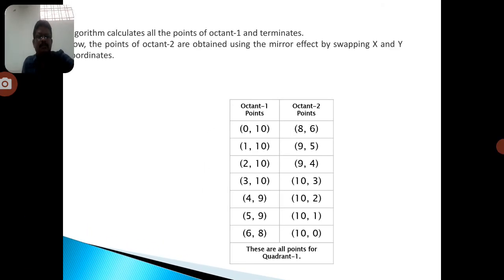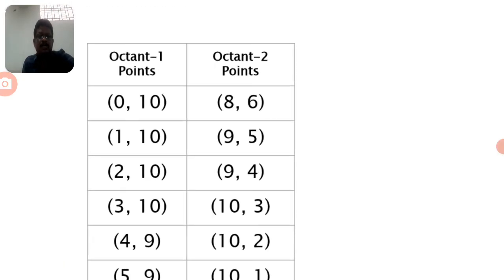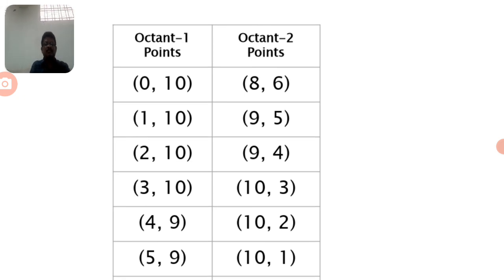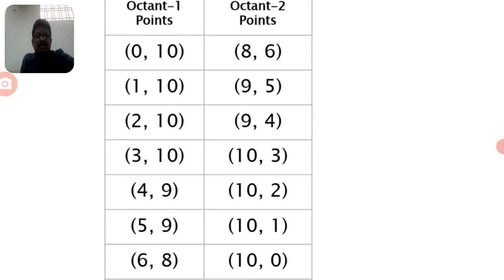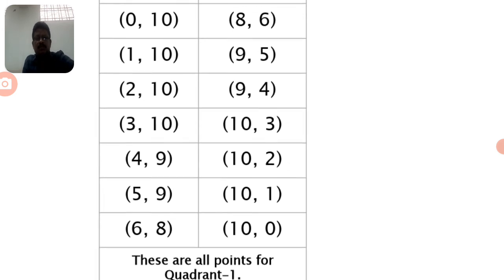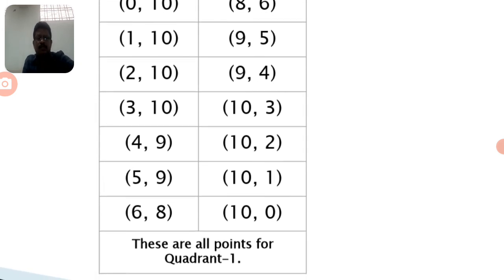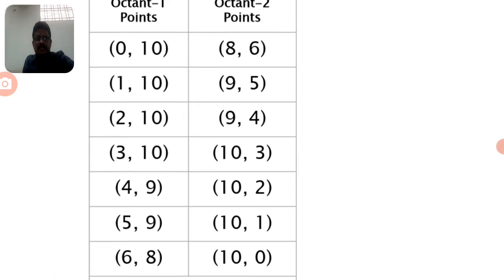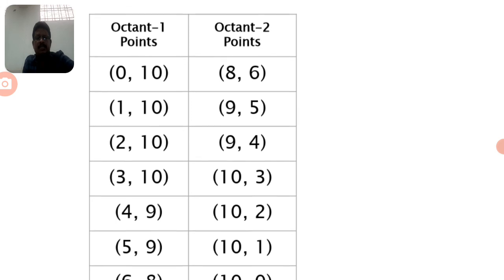Now we will find the next octant elements. The second octant elements are in the reverse order. So whatever elements are derived in octant 1, we will take in the reverse order. Here you can observe the first values 0, 10, 1, 10, 2, 10, 3, 10, 4, 9 and 5, 9 and 6, 8. Now the octant 2 values are in the reverse order. 6, 8 here, and here we can write in octant 2.